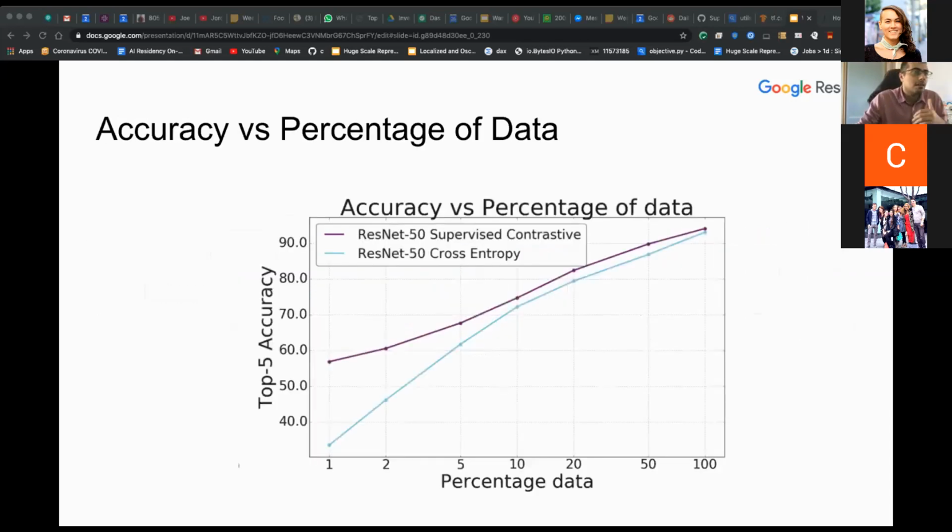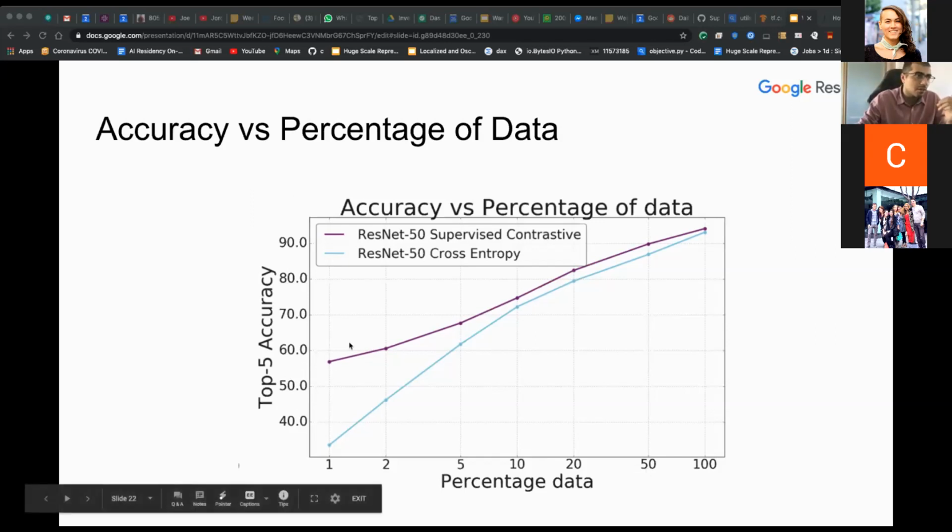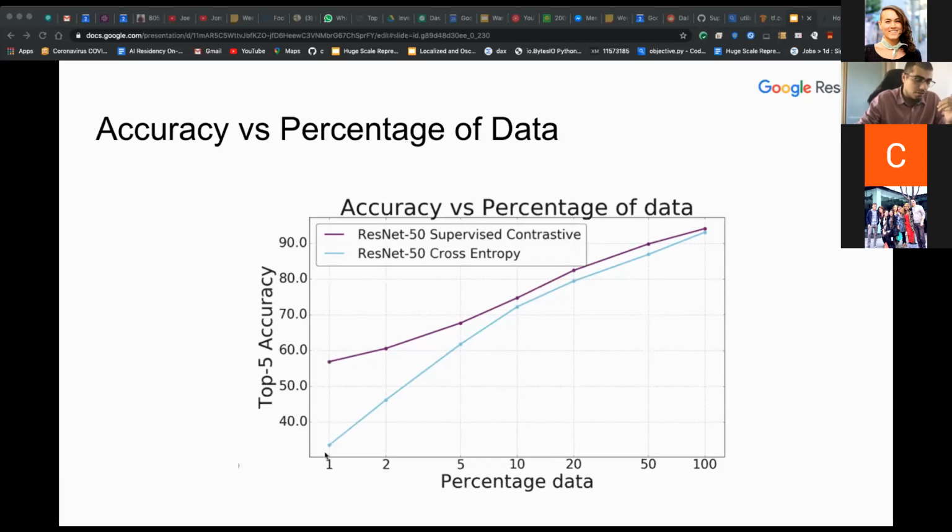Another set of interesting results is at a small percentage of data. Let's say you take only 1% of your ImageNet training set, but evaluate on the full test set, what is your performance? We realize that supervised contrastive does much better. This is top 5 performance, and we get 57%, compared to the 38% of cross entropy, which is just much better, and that holds throughout till 100. It's a log chart on the x-axis for percentage of data. And we just think that we do better because we're learning more meaningful representations.